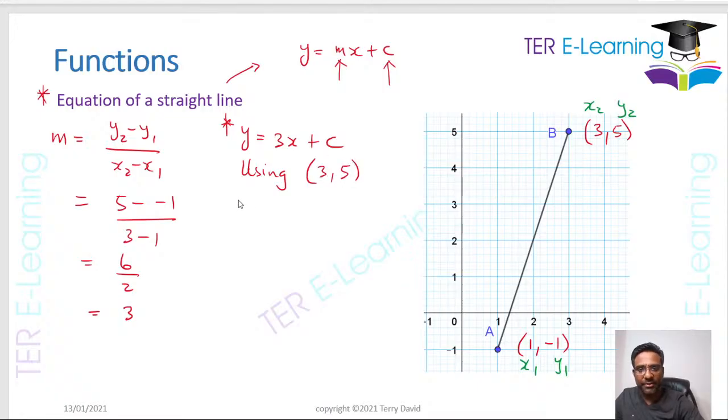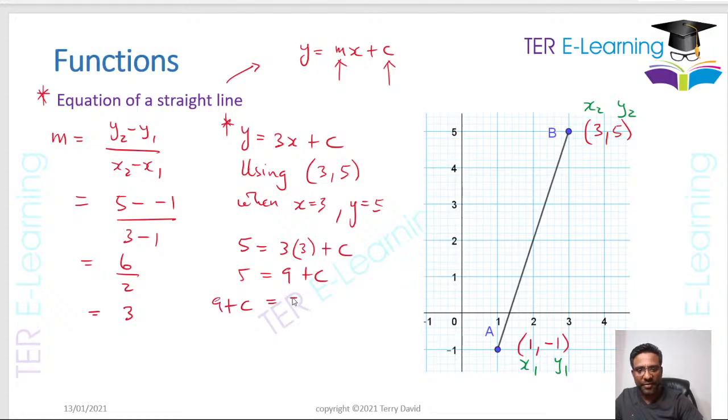That means that when x is equal to 3, y is equal to 5. That's what that means. So I'm going to substitute that into my equation. So 5 is equal to 3 multiplied by 3 plus c. So 5 is equal to 3 3s are 9 plus c. Right? So 9 plus c is equal to 5.